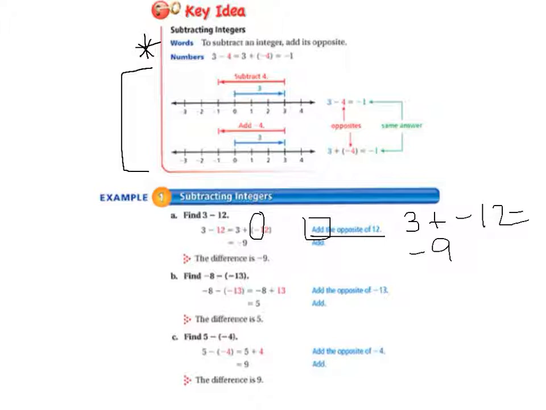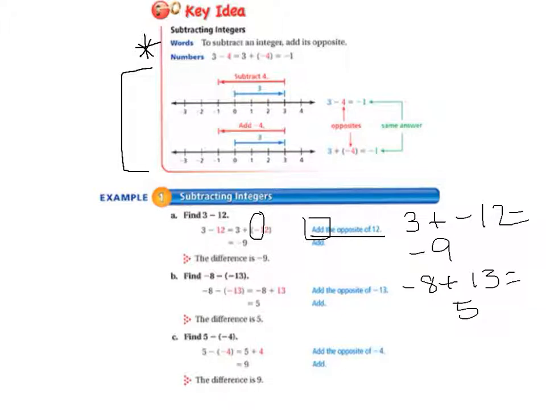Let's do this again with letter B. Find negative 8 minus negative 13. So we're adding the opposite of negative 13. So we keep the first integer the same, so it's negative 8. We change the subtraction to addition, and then we're changing the negative 13 to a positive 13. So it's negative 8 plus 13, so that equals a positive 5.